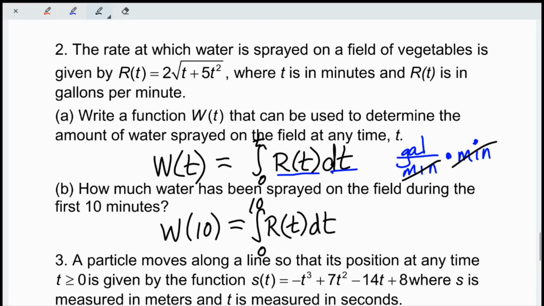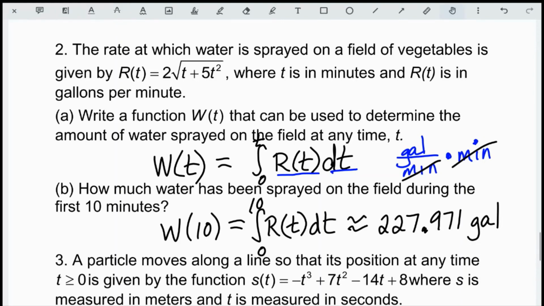And again, I'm assuming we're using a calculator here. R of t has already been defined, so I don't need to rewrite the function. And when we plug that into the calculator, we're going to get about 227.971 gallons. Okay, so fairly simple to do.